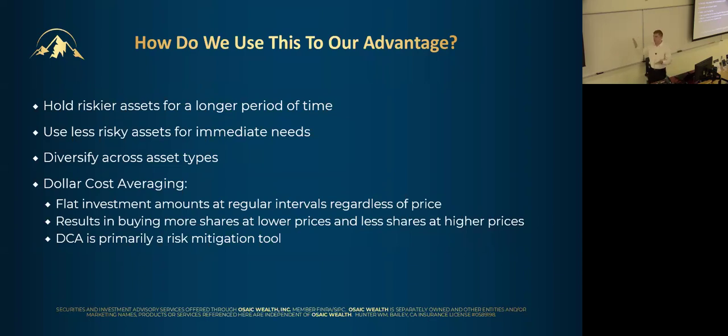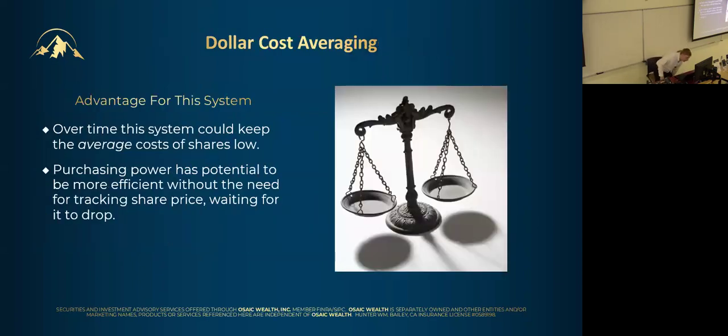So when you have a lot of market volatility, it actually tends to make your average cost lower because you're buying more of the cheaper shares and fewer of the expensive ones. If it just keeps going up forever, obviously that's not really going to happen, but you'll still benefit regardless. So again, the advantage for the system is just that the average cost of shares is low. The purchasing power has potential to be more efficient without the need for tracking the share price because, again, you buy more of the cheaper ones, you buy less of the expensive ones.